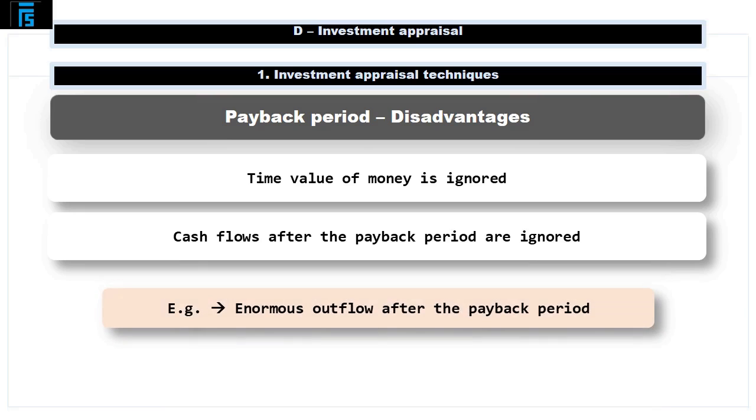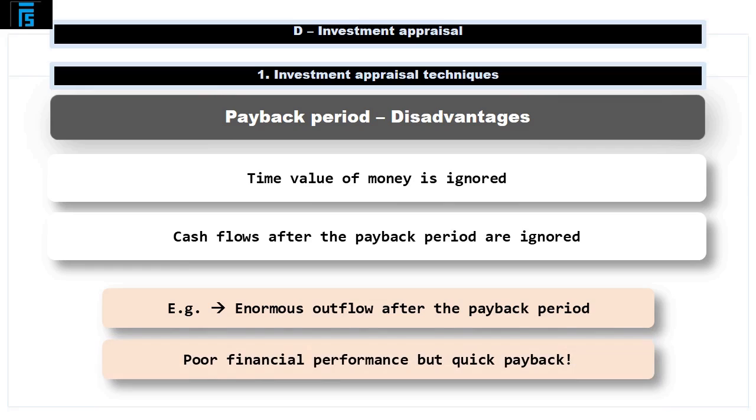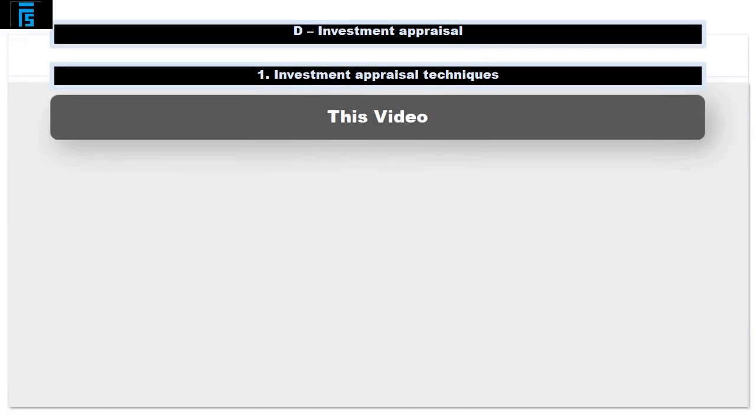For example, a project may have a really fast payback, but then soon after the payback period has been reached, there could be an enormous outflow to decommission the site. Overall, the project could be very poor in terms of its financial performance, even though it has paid back quickly.